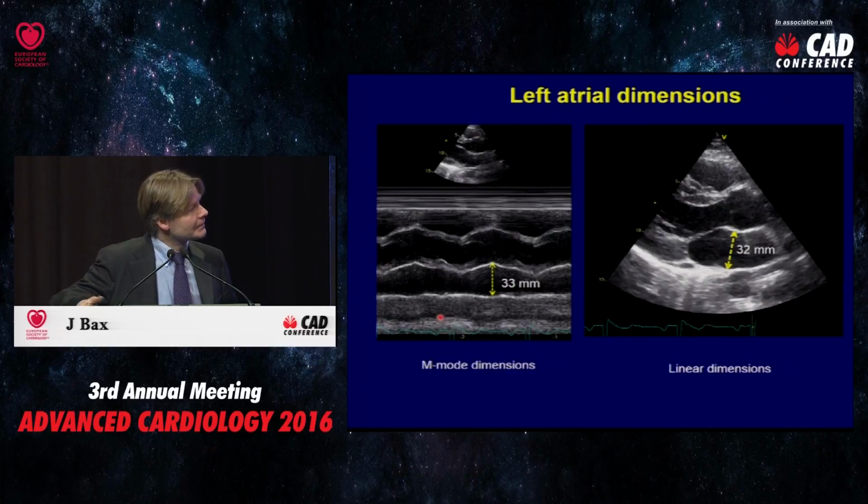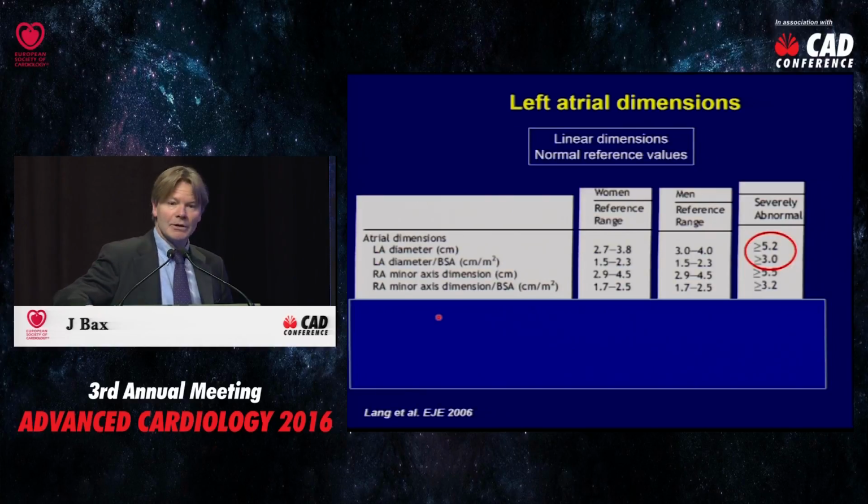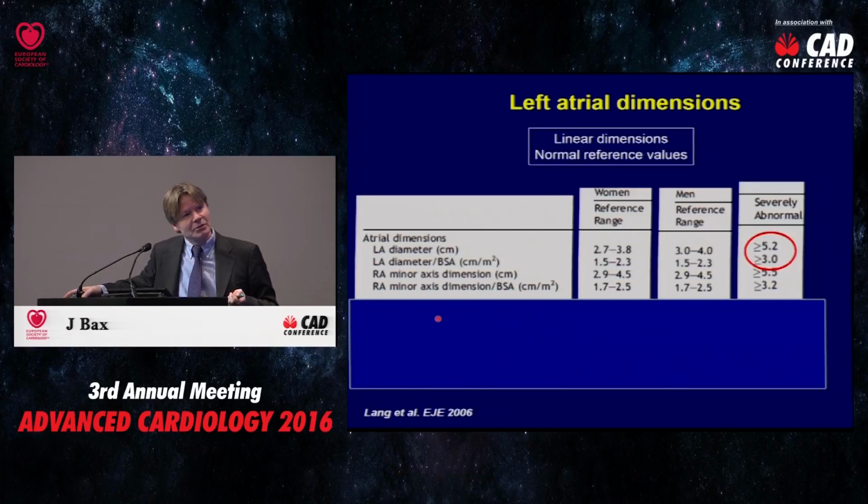If we measure that, we come to numbers such as here, and here you see it directly measured from a 2D, which is actually the same as the M mode, and this gives us M mode dimensions and linear dimensions. And we have normal values for that. People developed normal values, and you see here, this is when you call something severely abnormal. The one you look at is the LA diameter. If it becomes over 5.2, or if you normalize it for body surface area, what people like to do, it becomes over 3 when it's severely dilated.